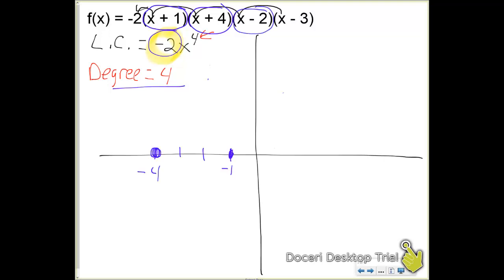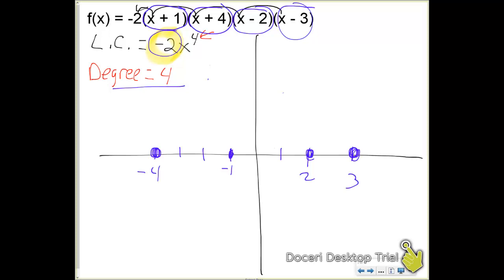The next binomial, we set that factor equal to 0, and we get a positive 2. So positive 2, there's our other root. And then our last one, we set that equal to 0, and we get positive 3, like this.